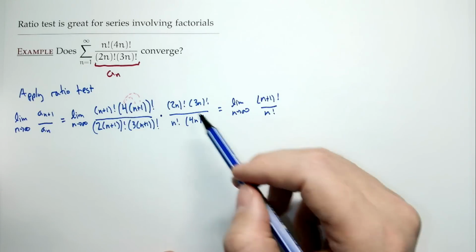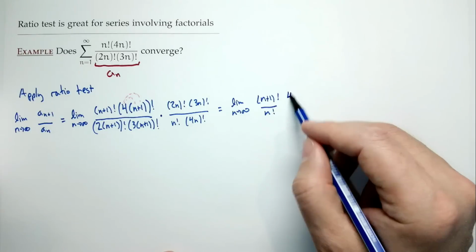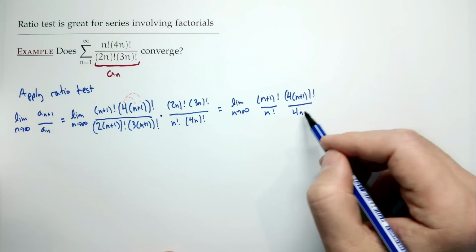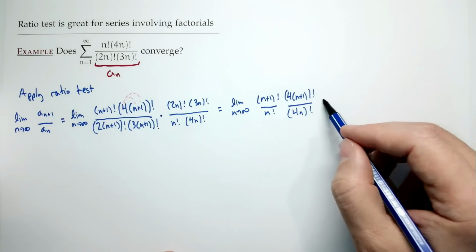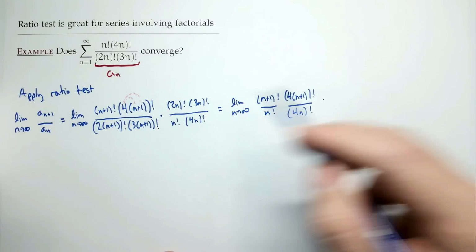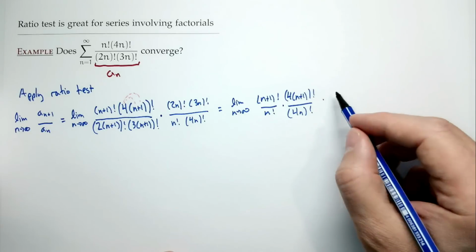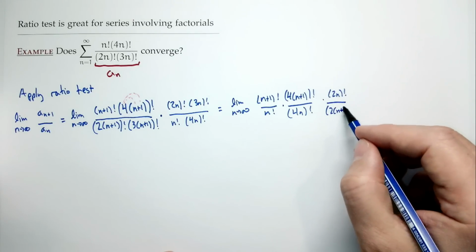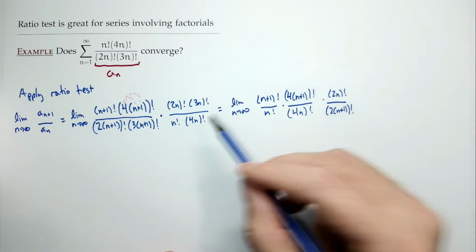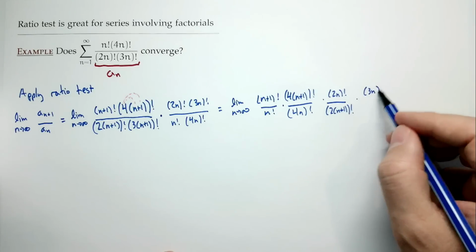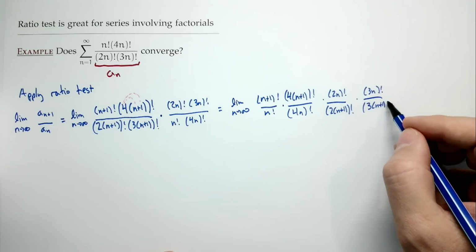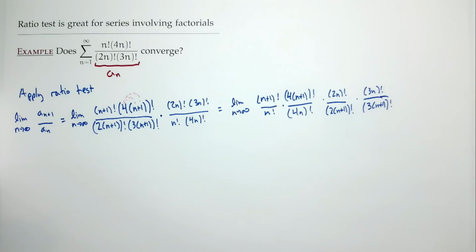The 4n plus 1 factorial matches nicely with the 4n factorial. So 4 times n plus 1 factorial over 4n factorial. And let's see, the 2n factorial matches nicely with this 2 times n plus 1 factorial. So 2n factorial, and then 2 times n plus 1 factorial. And the 3n factorial matches nicely with the 3 times n plus 1 factorial. All right? There we go. Got them all, right?